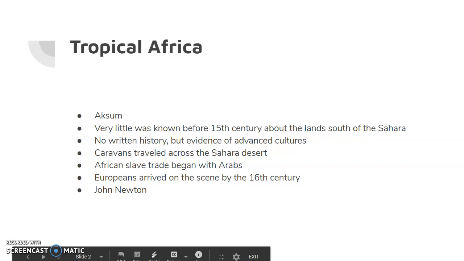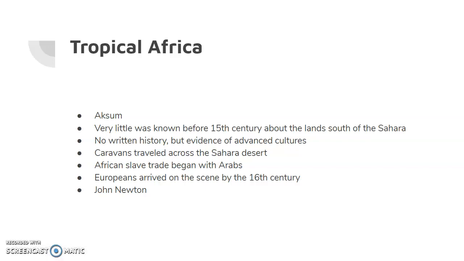Okay, so tropical Africa was actually a somewhat mysterious place for many centuries. Very little was known about tropical Africa before the 15th century, and when we're talking about tropical Africa, we're talking about lands south of the Sahara. But anyway, very little was known, with the exception of the kingdom of Aksum, which was the first and greatest Christian kingdom in Africa, and it flourished around AD 300. So besides that, not a lot was known.